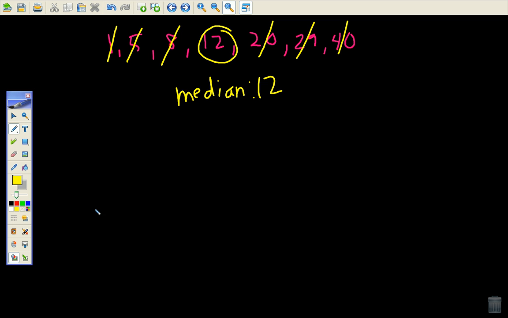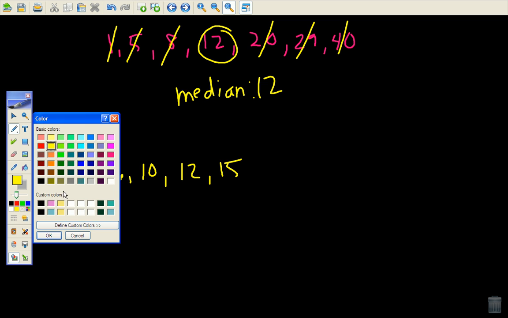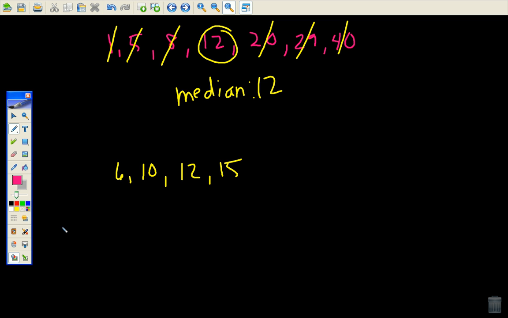Now this isn't going to always work this way. If we have an even number of numbers in our data set, we're going to have to do something a little bit different. So let's look at another data set. I'm going to go ahead and put this in order as well. Okay, so we go through and we start canceling out the pairs. So 6 matches with 15. I would do 10 and 12 and there's no median. I have to figure out what the middle number is after all. I've got to figure out what that missing middle number would actually be.